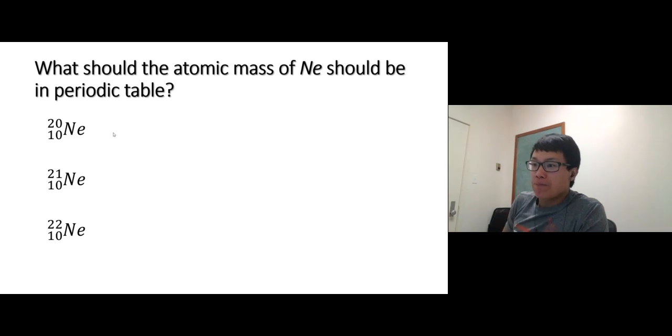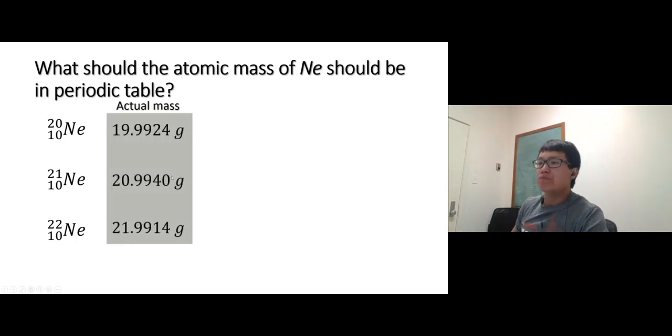This atomic mass is not like a real mass. If you want to check the real mass in grams, it's there. Neon 20 is 19.9924 grams, right? Neon 21 is actually 20.9940. And neon 22 is 21.9914. So these are the actual masses of each neon. But which mass are we going to put on the periodic table?